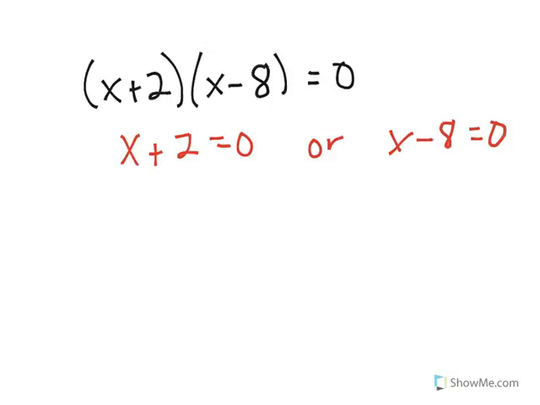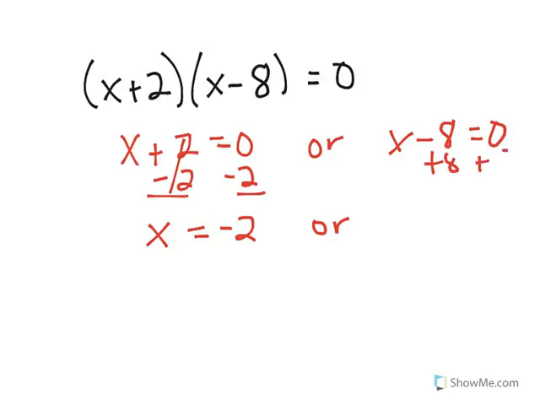So on the first one here, we'll subtract 2 from both sides, and we end up with x is equal to negative 2. Or, if we set the other factor equal to 0, we'll add 8 to both sides of the equation, and we end up with x is equal to 8.